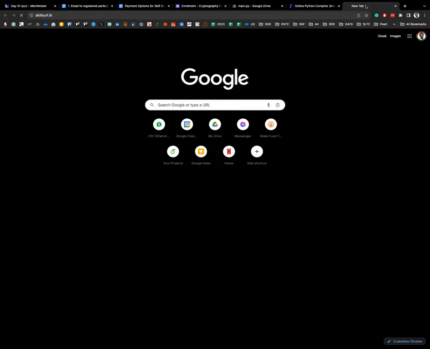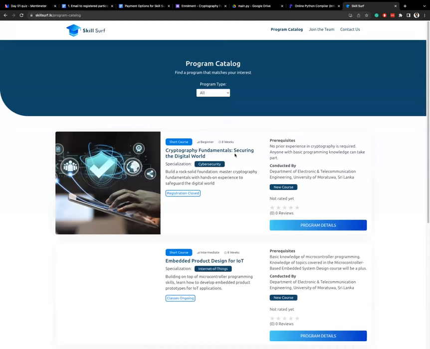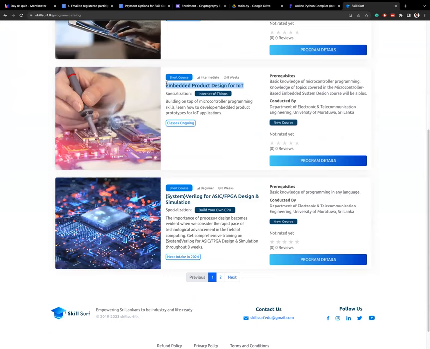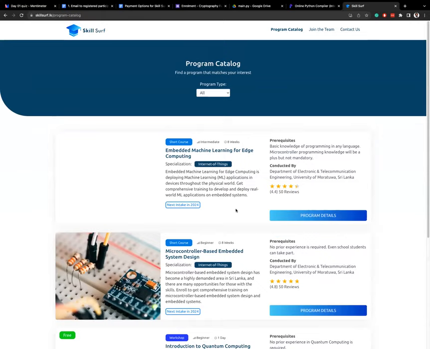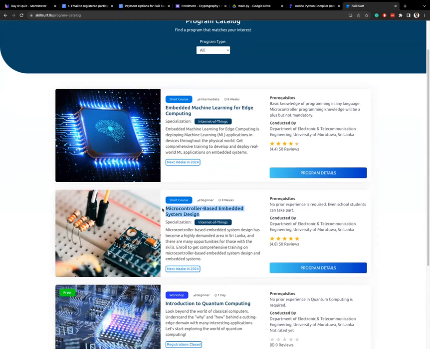Here are some of the courses that we have conducted in the past. Some of you might have taken those courses. This was the most recently completed one, Embedded Product Design for IoT. We did System Verilog, this is processor design. And we did a course on Embedded Machine Learning, Edge Computing. And this is a beginner's level course.